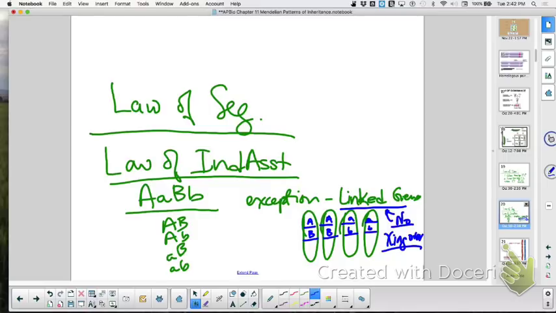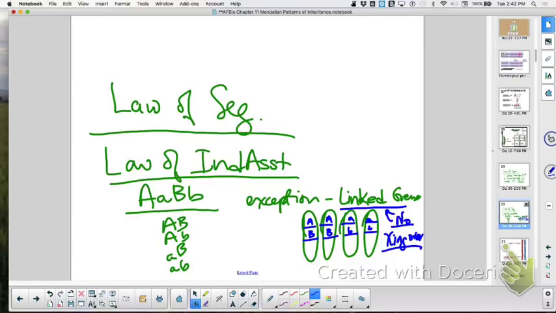That would give you that chance to get a big A with a big B or a big A with a little b. So these are Mendel's 3 laws. Law of dominance, we can look to see where there would be exceptions to that. Law of independent assortment, we can see where there are exceptions to that. And then we can see we don't see any normal exceptions to the law of segregation.